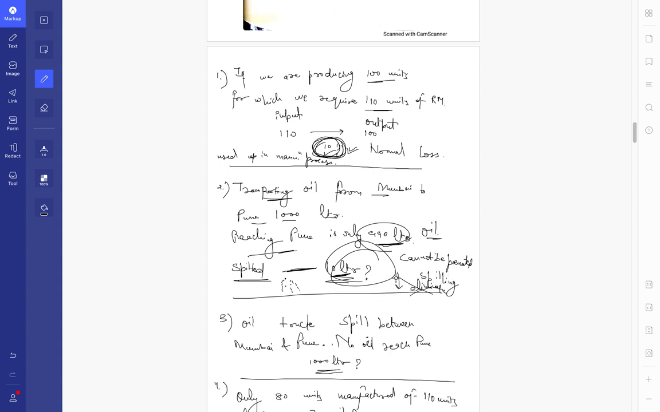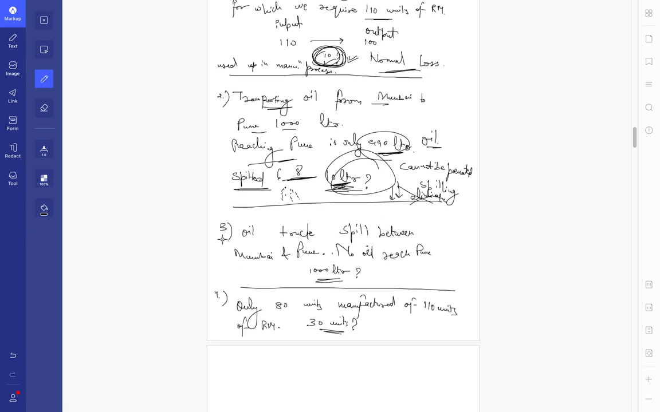You cannot completely eliminate it. You can reduce it, maybe to 10 liters. From 10 liters you can bring it down to 8 liters or 6 liters. You can reduce it but not completely eliminate it. So this 10 liters would again be your normal loss. But now, considering these two examples, I'll take the fourth one first.